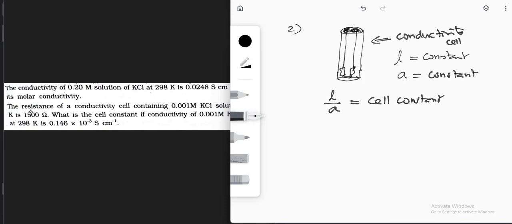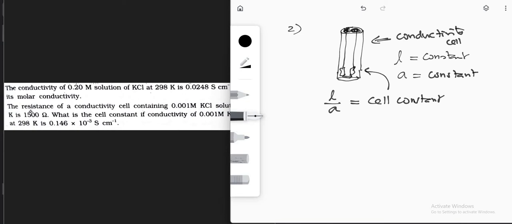Students, observe carefully. A conductivity cell is just an apparatus where the two electrodes are fused in the apparatus. The electrodes cannot move. If electrodes cannot move, then the distance between the two electrodes is a constant, and the area of cross section between the two electrodes is also a constant. Therefore L by A is a constant, and that constant is called the cell constant. Each and every conductivity cell has a definite value of cell constant.